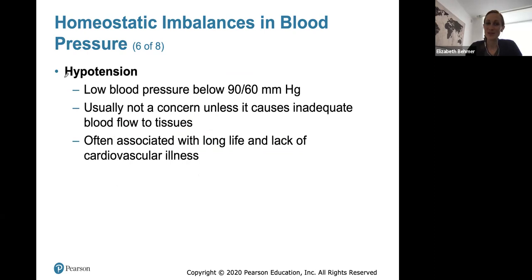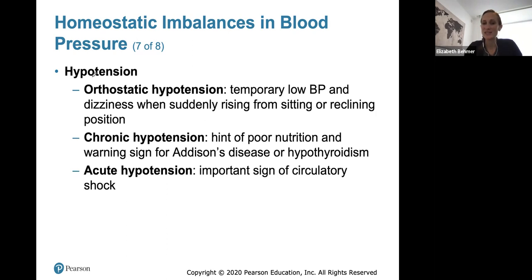Hypotension, so hypo is low blood pressure, below 90/60. It's usually not a concern unless it causes inadequate blood flow to tissues, and it's often associated with long life and lack of cardiovascular illness. So hypotension can be found in the elderly. It can also be found in athletes, extremely low blood pressure. Orthostatic hypotension is temporary low blood pressure and dizziness when going from lying to sitting or rising. Chronic hypotension is a hint of poor nutrition, usually a warning sign for Addison's disease or hypothyroidism. And acute hypotension can be a sign of circulatory shock.